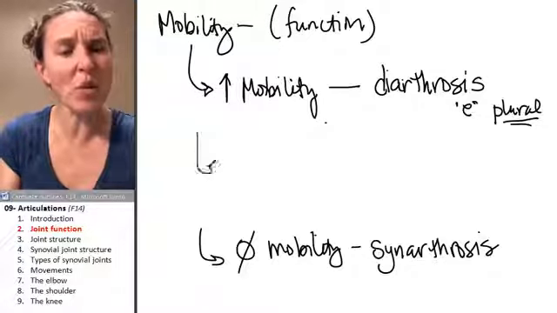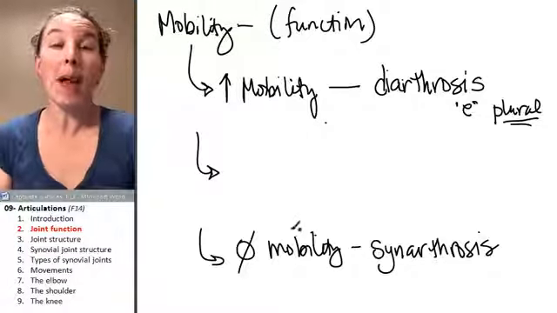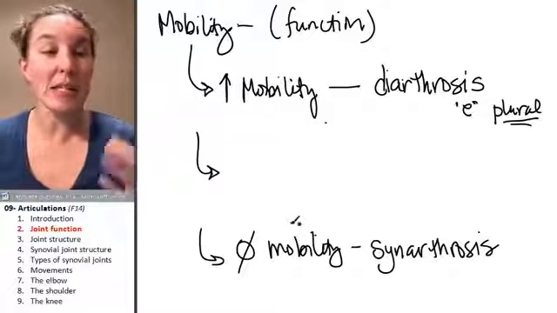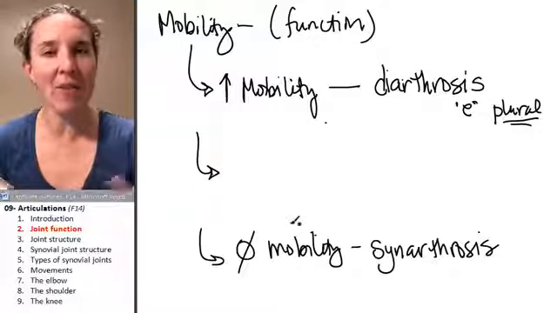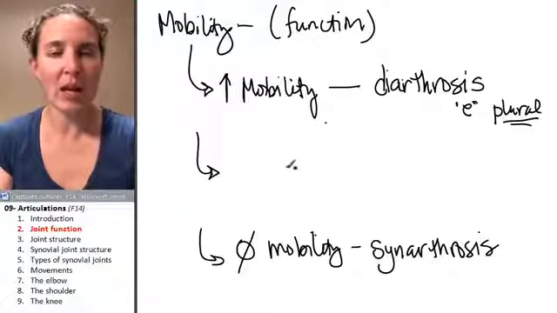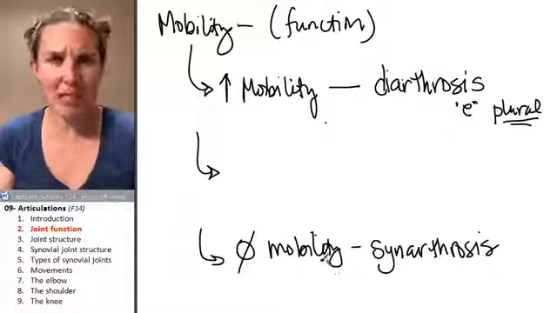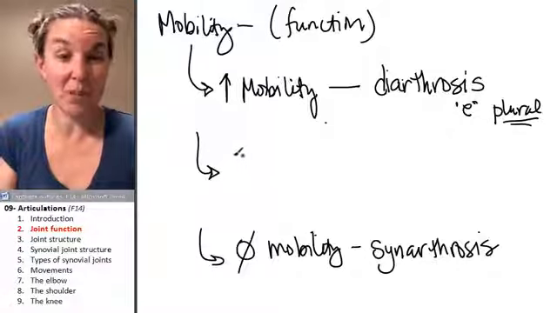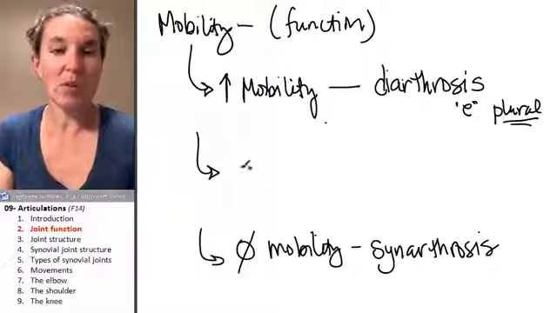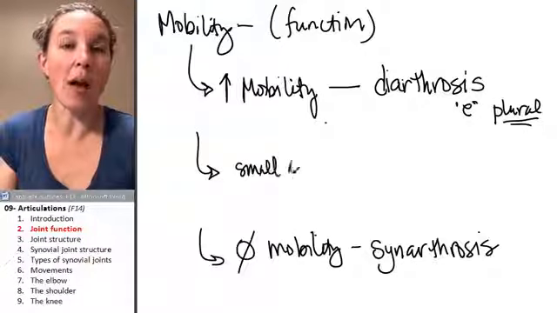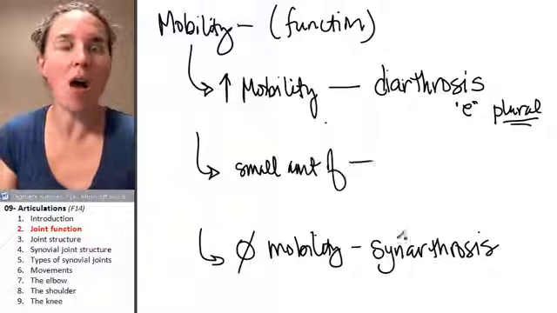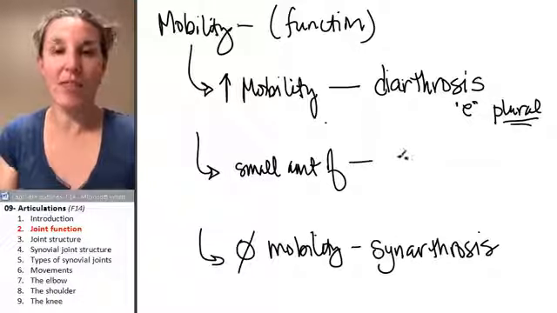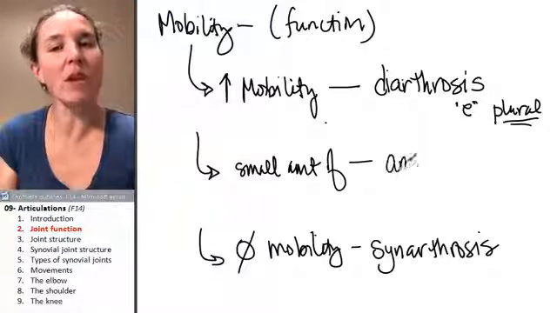And then, of course, we have one more category, and it's the in-betweener. This is the one where you actually can have a minimal amount of movement, but it's not basically immobile. So this is a little bit. Let's do small amount of mobility. That is called an amphiarthrosis.